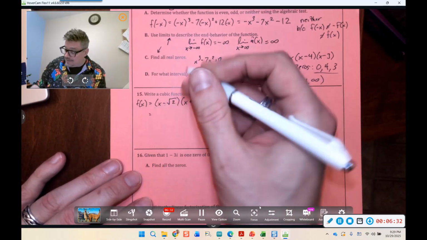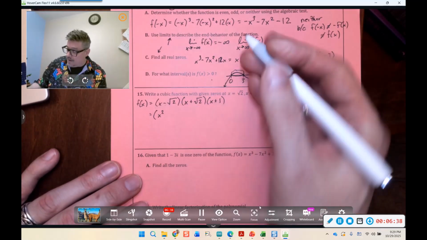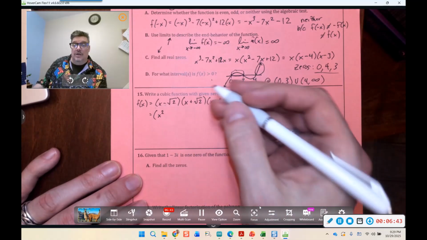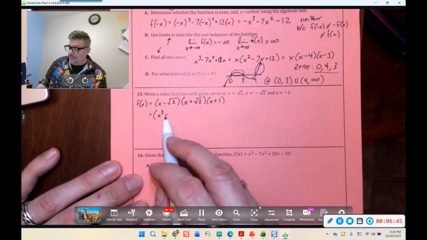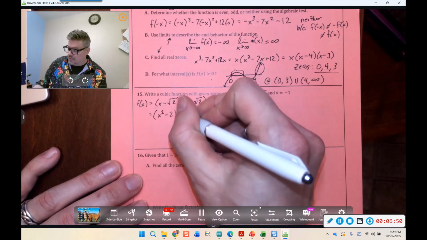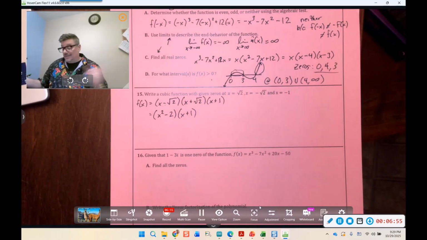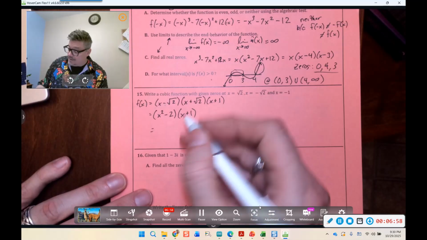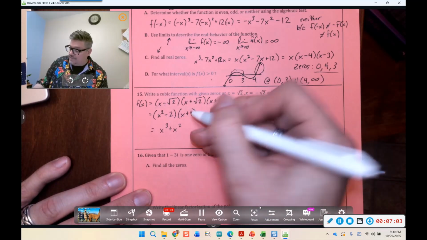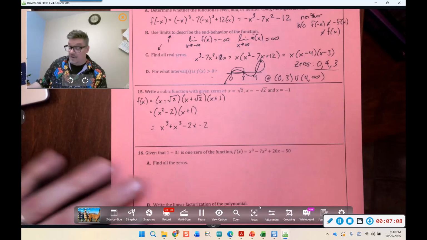Let's go ahead and FOIL this guy out. And because these are conjugates, remember the middle terms are going to cancel out. So x radical 2 and x negative radical 2 are going to cancel out. So then I'm left with an x squared, negative square root of 2 times square root of 2 is just 2. Okay, and then this guy's just x plus 1. All right, now one more step. Just FOIL the guy. So now we get x squared times x is x to the third. X squared times 1 is just x squared. Negative 2 times x is negative 2x, and then negative 2 times 1 is negative 2. That is our cubic polynomial.